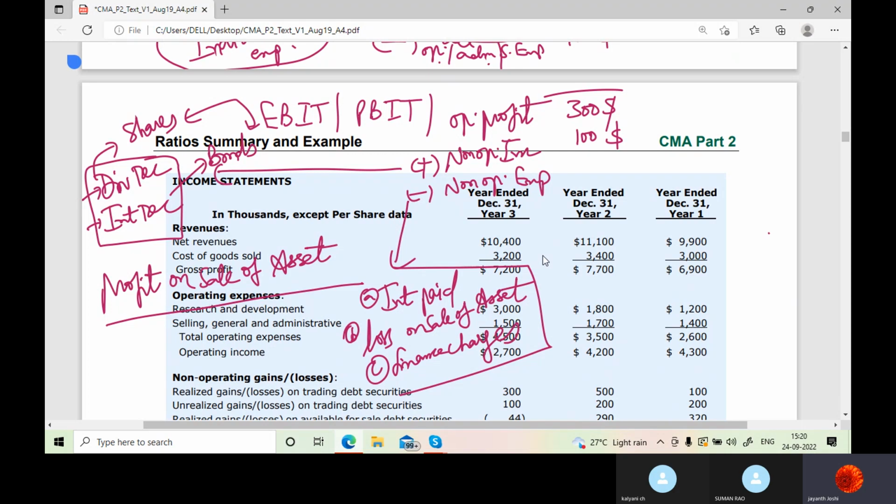See, dividend payment is not an expenditure for the business or company, any day, any time. Understood? Why, sir? You should tell me why. Think.